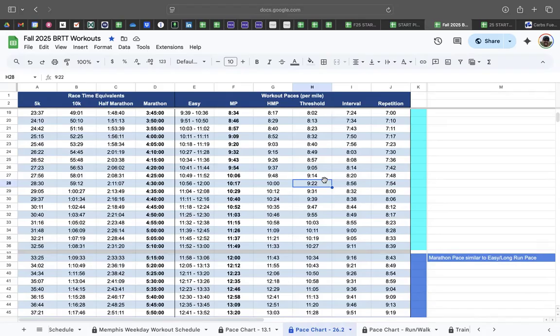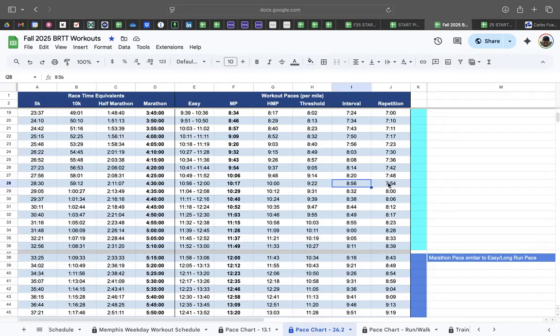But our training plan calls for doing this in shorter bouts, often from 5 minutes to 10 minutes in length, periodically longer. And so your threshold pace would be 9:22 per mile. And it doesn't have to be exact. So you'd want to be in the range of that. So somewhere in the 9:15 to 9:30 per mile ballpark.